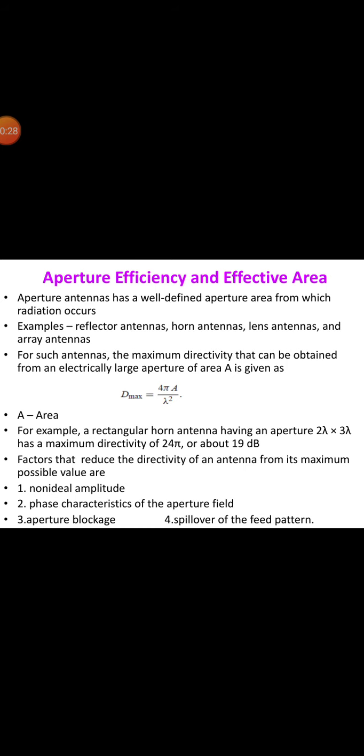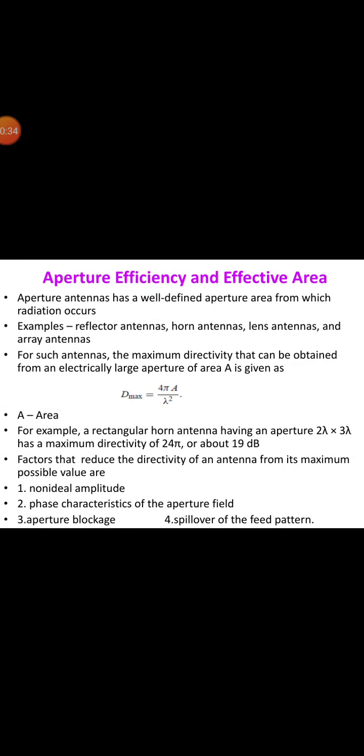For such antennas, it can be shown that the maximum directivity that can be obtained from an electrically large aperture of area A is given by Dmax = 4πA/λ², where A is the area.